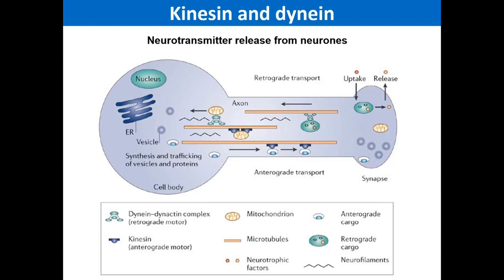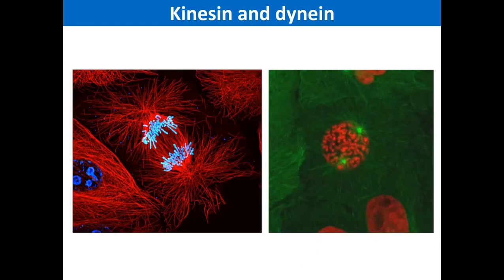of dynein dynactin complexes and myosin complexes to move from the periphery to the soma of the cell. So these systems are important both in physiology and pathology. And so here you can see also an example of how kinesin and dynein are actually used to move chromosomes in a cell.